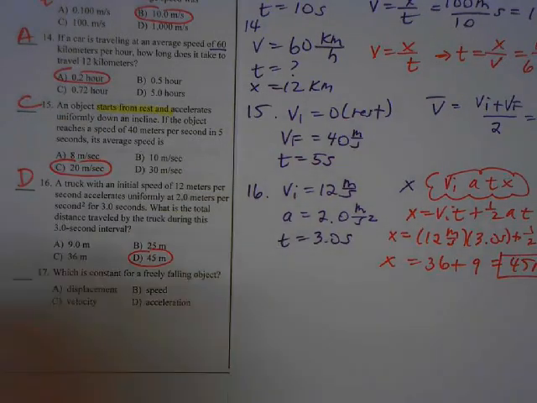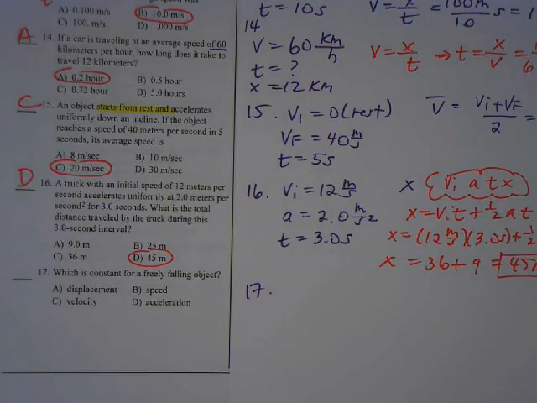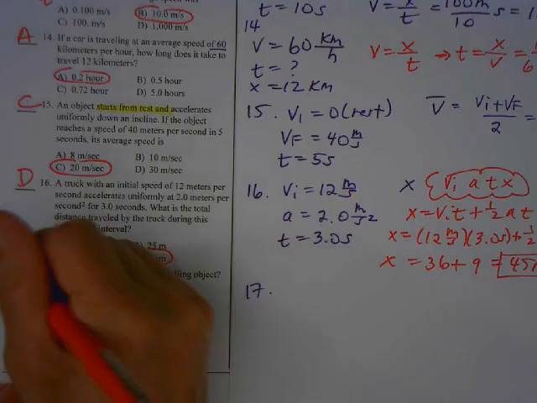Number 17, which is constant for a free-falling object? So that's the acceleration due to gravity. So number 17 is D.